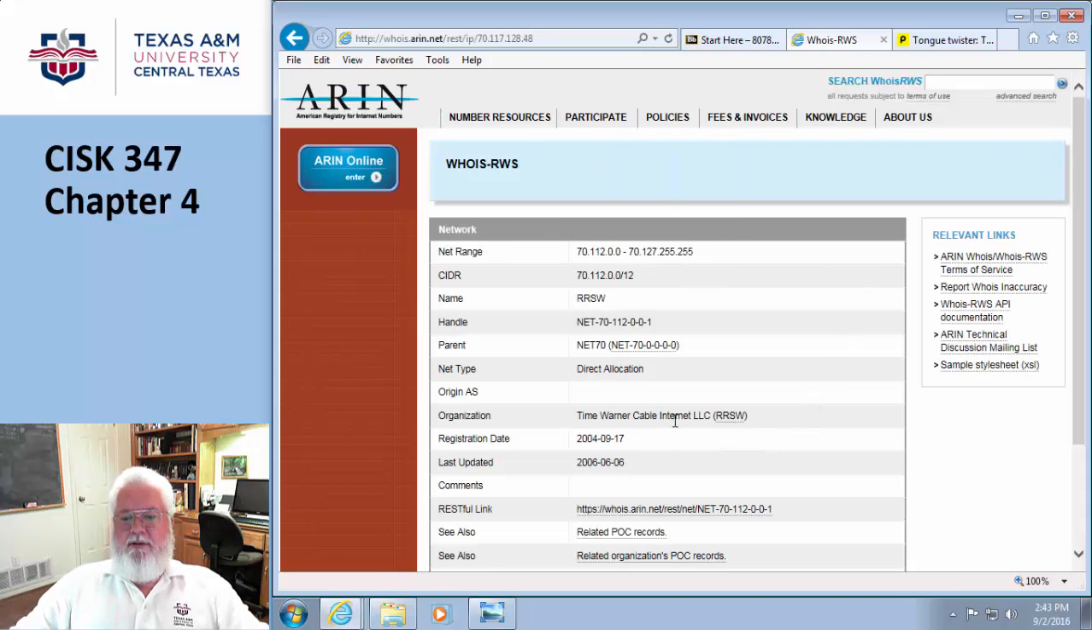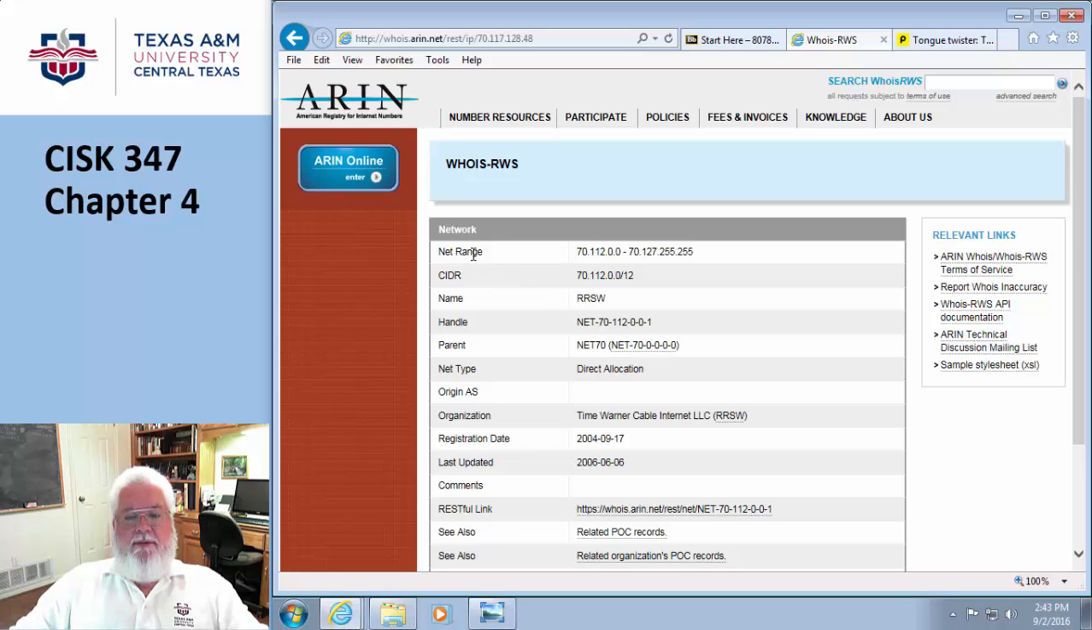Okay, so this is Time Warner Internet Cable. And here is their CIDR address. It is 70.112.0.0/12. So they have a /12, which is a lot. Okay, that's a lot. Well, a hell of a lot.